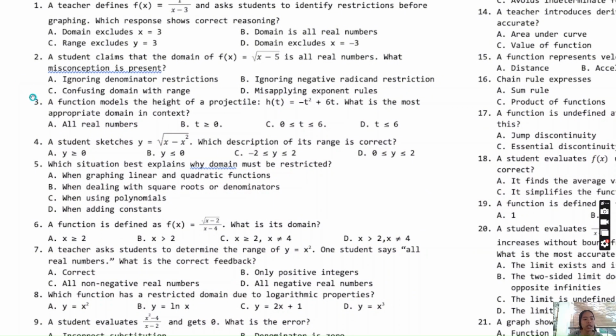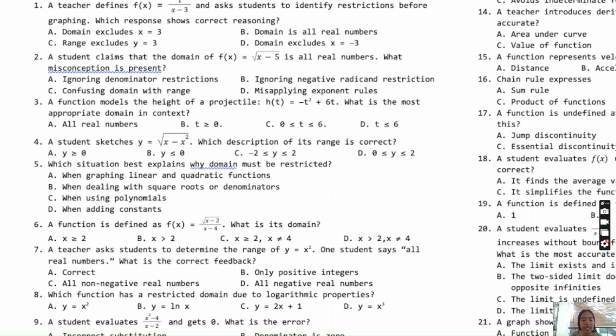So we have now number two. The question is, a student claims that the domain of the function f of x is equal to the square root of x minus 5 is all real numbers. What misconception is present? So the correct answer of number two is letter B, ignoring negative radicand restriction.